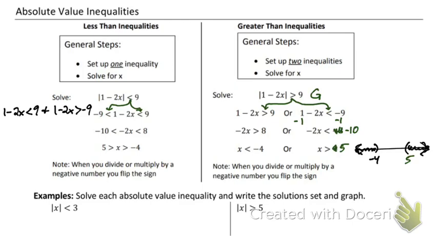The graph of that would look something like this. We'd have negative 4. We'd go to 5. And we'd shade that area in. So an "or" statement are our two ends. The "and" statement is the numbers between that negative 4 and 5.